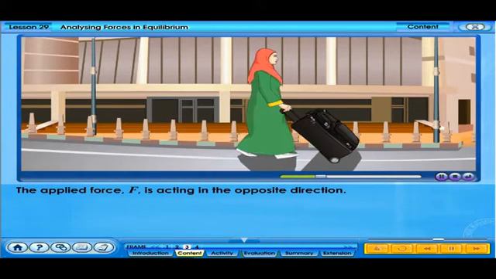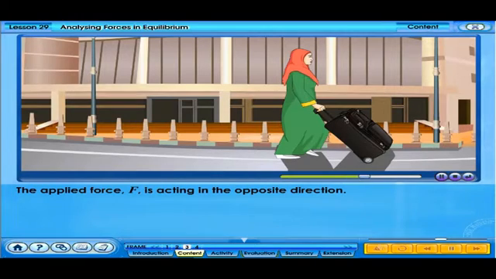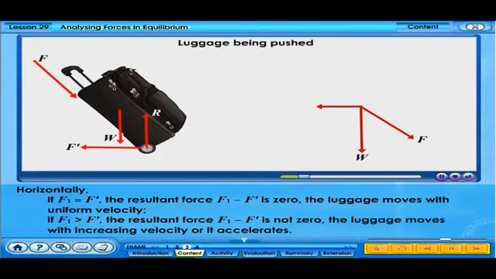When the luggage is pushed, the applied force F is acting in the opposite direction. Horizontally, if F1 equals F prime, the resultant force F1 minus F prime is zero. The luggage moves with uniform velocity. If F1 is greater than F prime, the resultant force is not zero. The luggage moves with increasing velocity, or it accelerates.